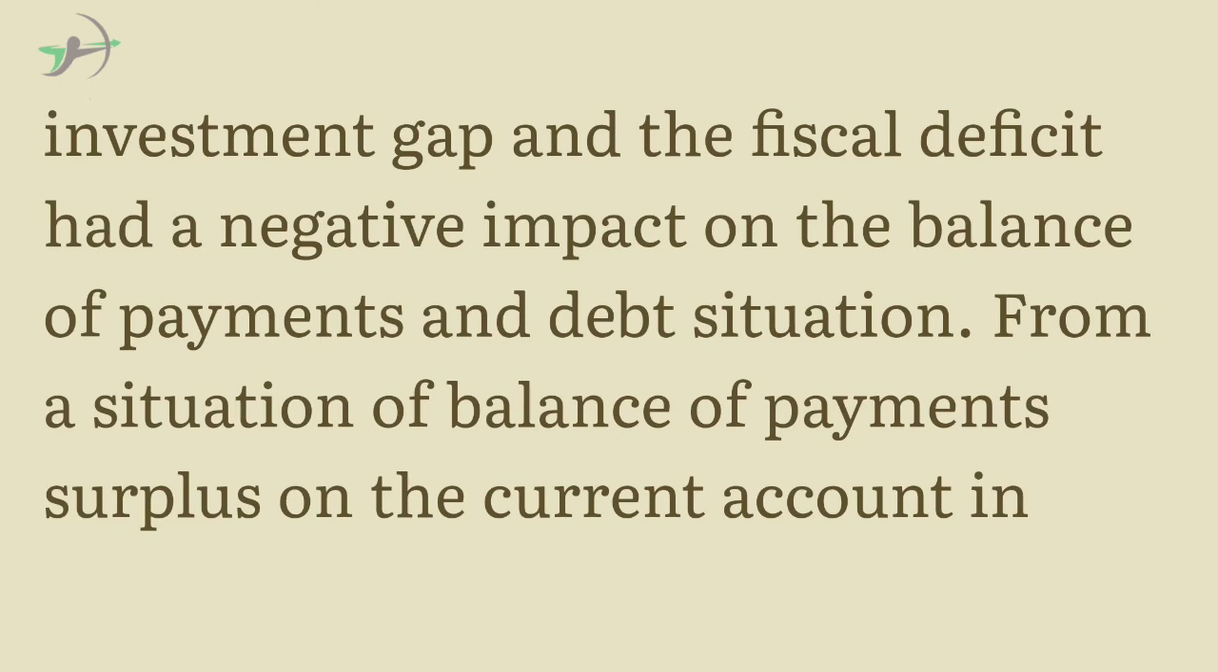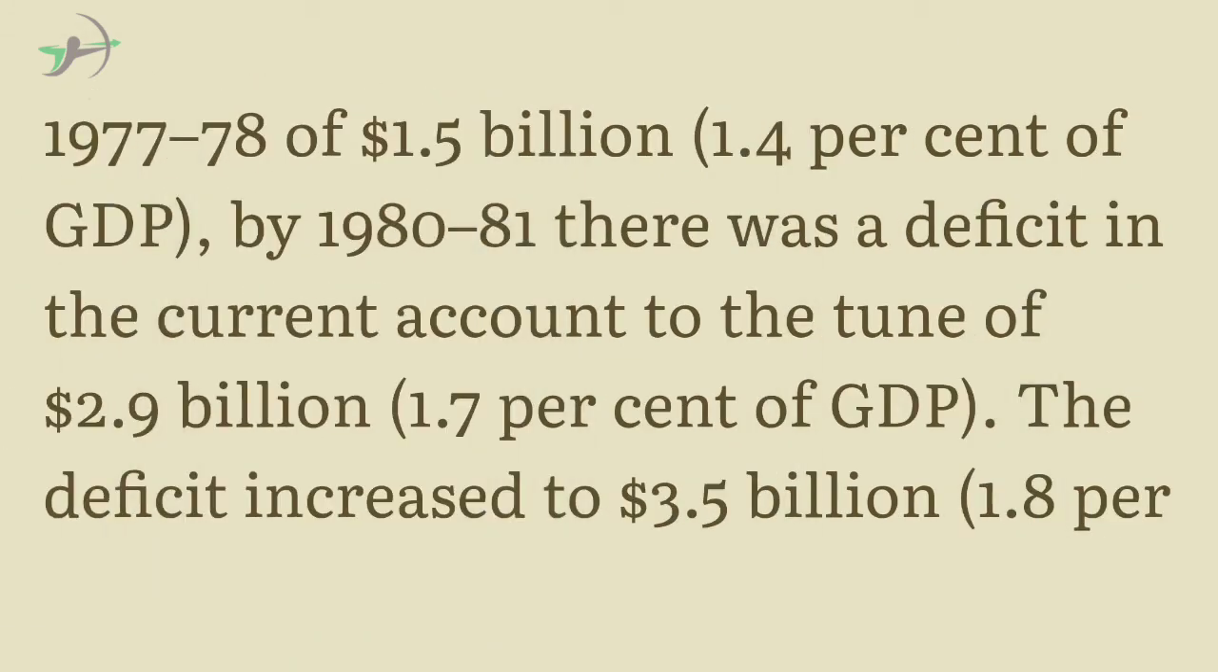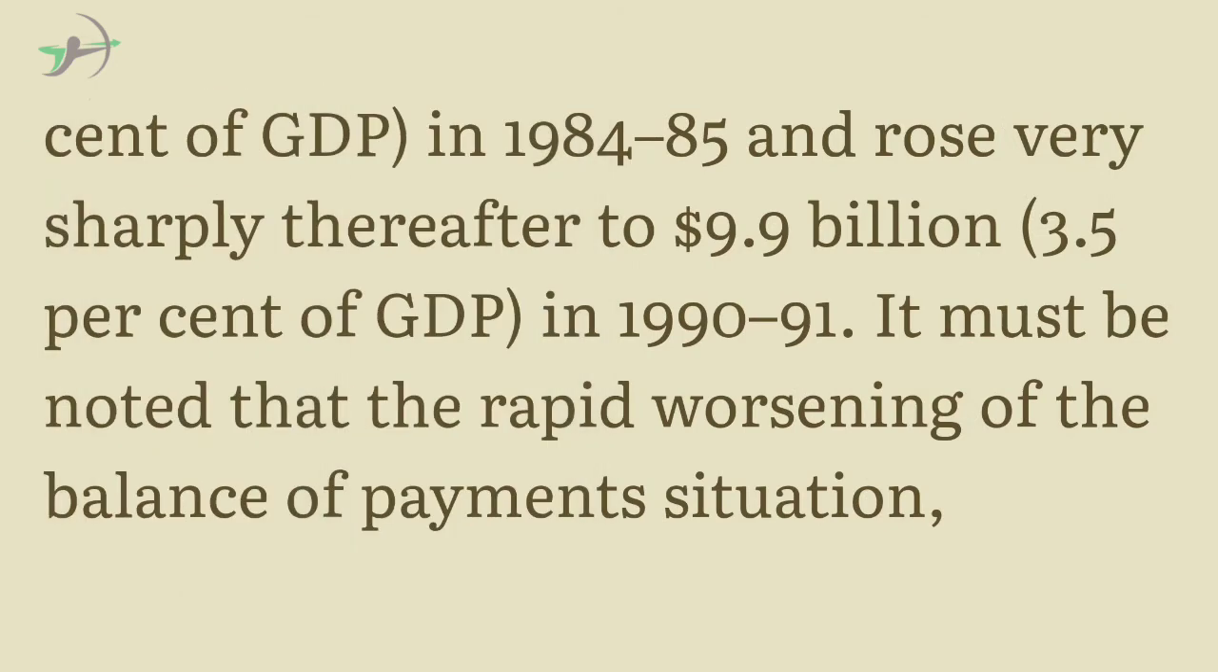From a situation of balance of payments surplus on the current account in 1977-78 of $1.5 billion, 1.4% of GDP, by 1980-81 there was a deficit in the current account to the tune of $2.9 billion, 1.7% of GDP. The deficit increased to $3.5 billion, 1.8% of GDP, in 1984-85 and rose very sharply thereafter to $9.9 billion, 3.5% of GDP, in 1990-91.